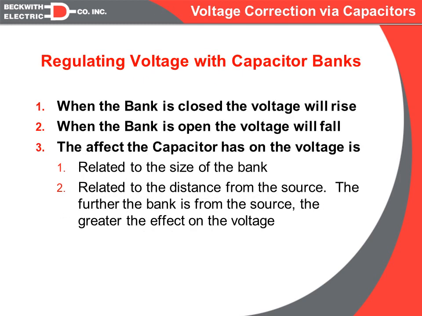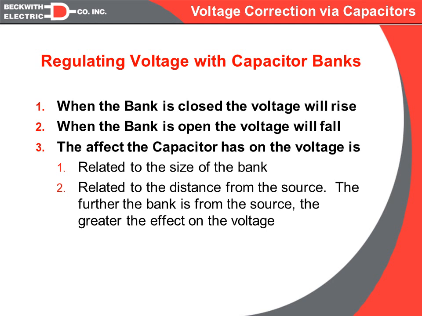The other way we can affect the voltage is by using capacitor banks. When a capacitor bank is closed, it will induce a voltage rise, and when it is open, it will induce a voltage fall. The amount of voltage change is not consistent as it is with a regulator or an LTC, and it is determined by both the size of the bank and the relative distance of the bank back to the source. So the larger the bank, in other words a 1200 kVAR capacitor bank when closed, will provide a larger voltage increase than a 600 kVAR capacitor bank.